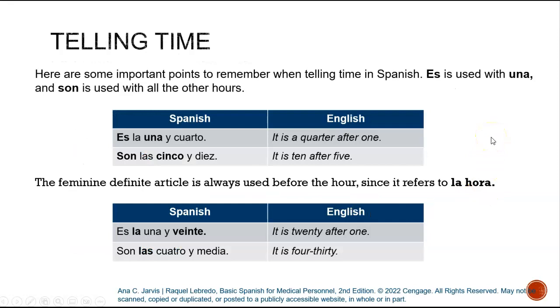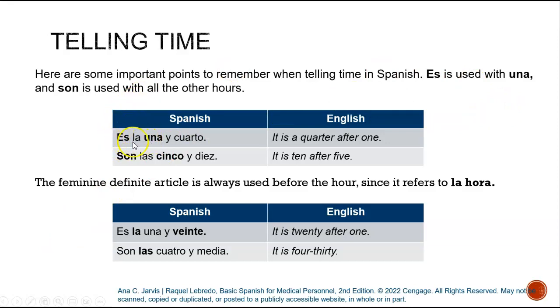Now we're moving on to one of our other objectives, which is telling time. Now, to be good at telling time, you need to have the verb ser and you need to have your numbers at least until 30, and you'll see why. So here are some key tips. When you're telling time, if it's singular like 1 o'clock, you're going to use es.